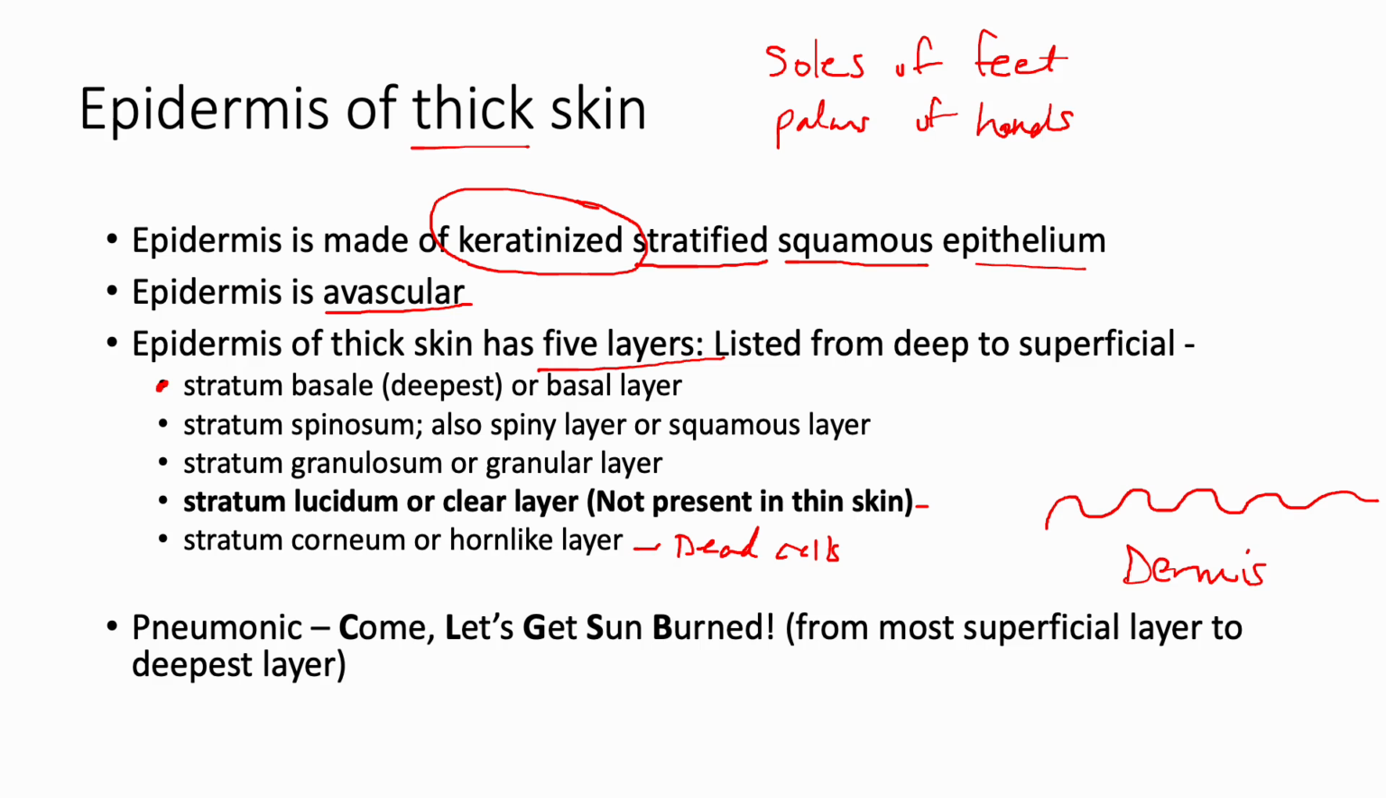Now, one easy way to keep these layers in order is the mnemonic, let's get sunburned. So we know one of the things we have to worry about with our skin is protecting it from UV light, right, to keep it from being sunburned. So if you use that mnemonic, it goes from the most superficial, stratum corneum, down to stratum basale.